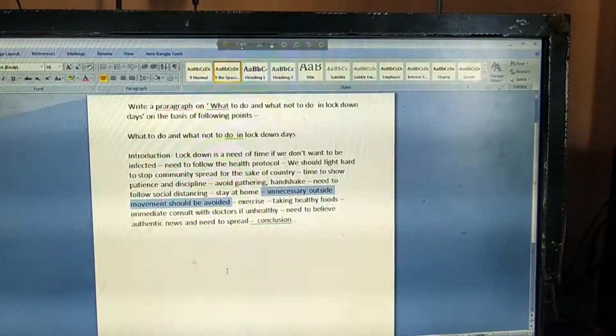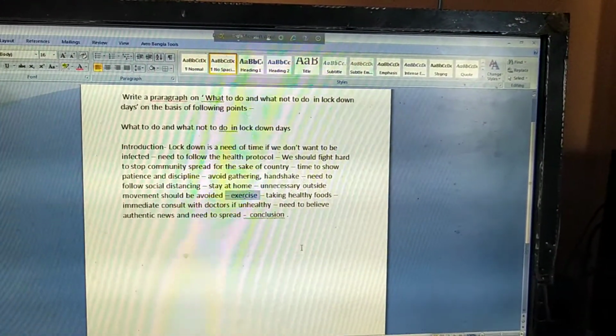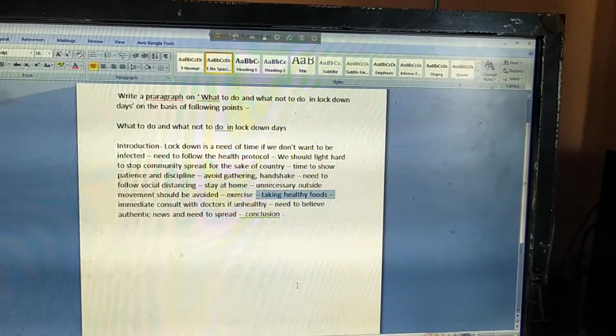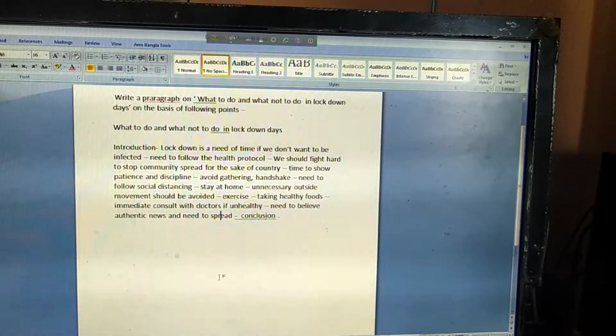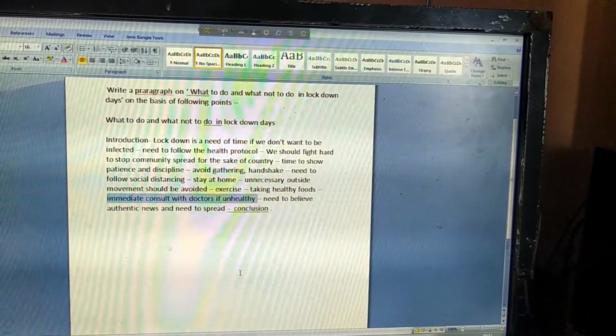Now, exercise. We need to do exercise to grow our immunity power. Taking healthy foods is another option to develop our immunity power. Now, we should immediately consult with a doctor if we feel unhealthy.